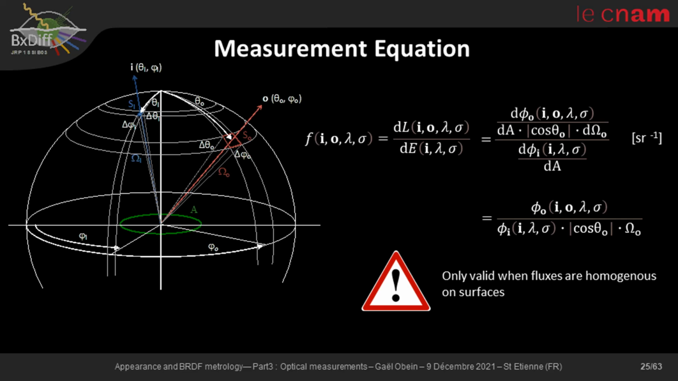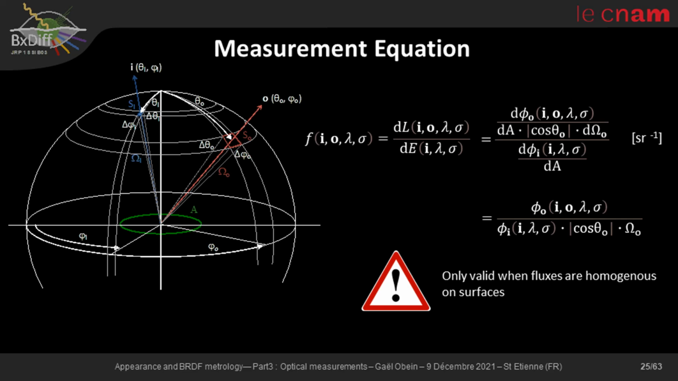Sign here for the cosine that comes from the geometrical extent expression, and you also have to put the solid angle, which is this solid angle here, as part of the equation. This measurement equation is only valid when fluxes are homogeneous on the surface. This is very important because you see I moved here from the infinitesimal quantities to the real quantities, because we need to make a flux, otherwise we get nothing.